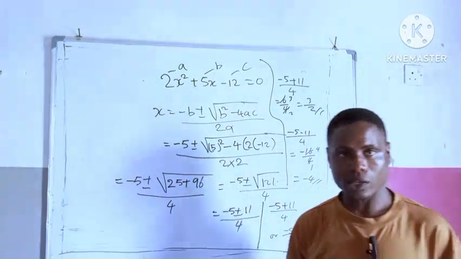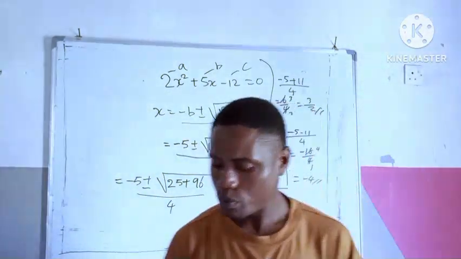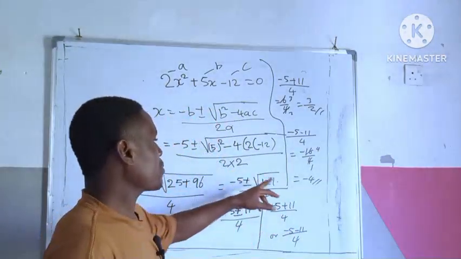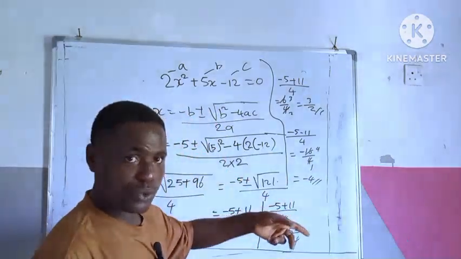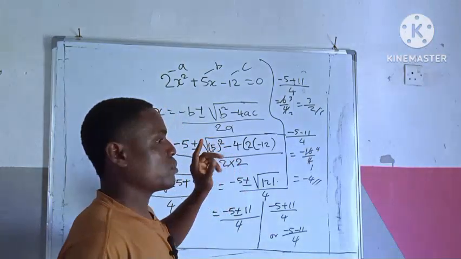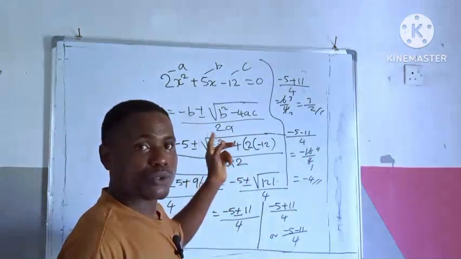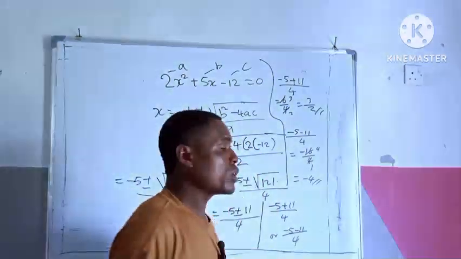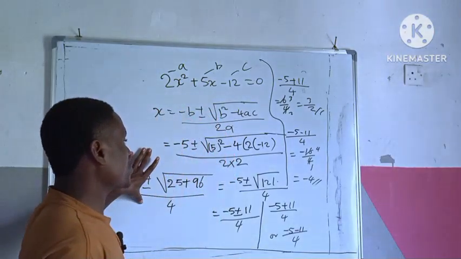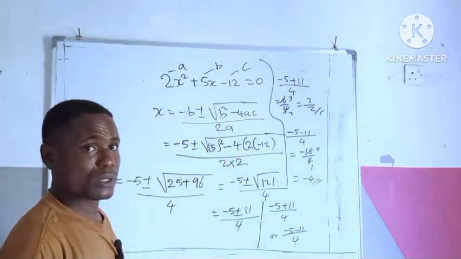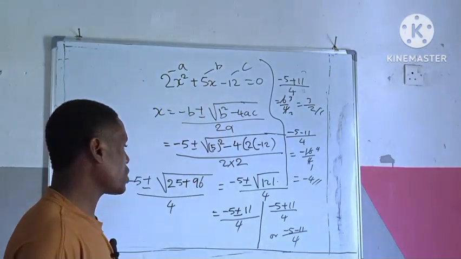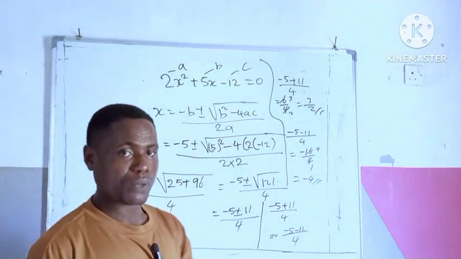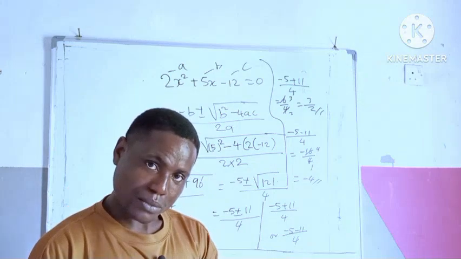This is how you will see the options in the exam. You will see option A, minus 4 or 3 over 2. Option B, minus 2 or 4 over 3, just like that. So using the formula method, you can easily solve questions under quadratic equations. Take note of it, and make sure you practice till the exam time.